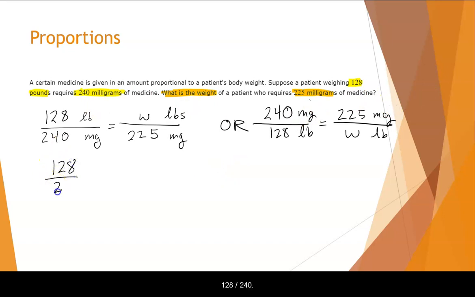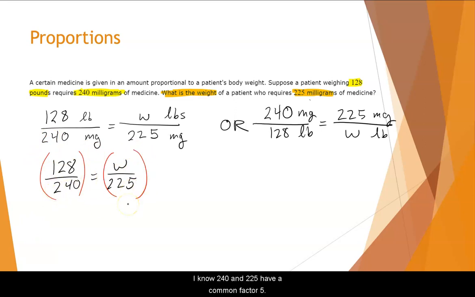We have 128 over 240 equals W over 225. How do we solve this? What won't work is multiplying both sides by W. What will work is if we clear the fractions, or specifically, if we clear this fraction right here. If we clear the fractions, I want to multiply both sides by both of these numbers.